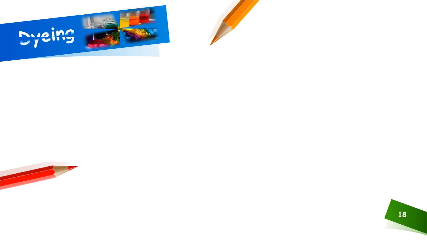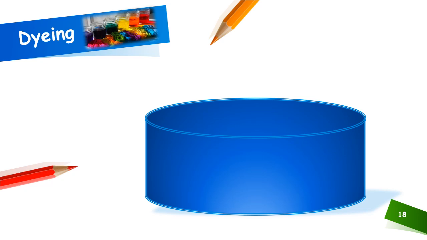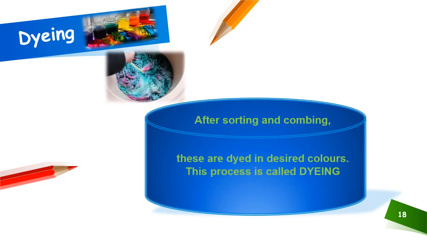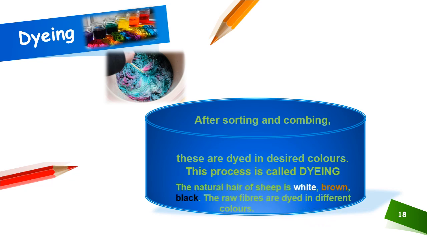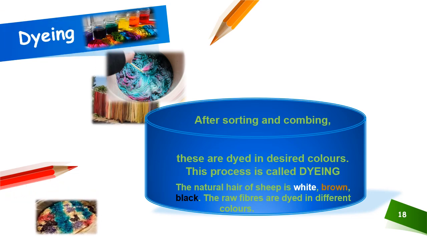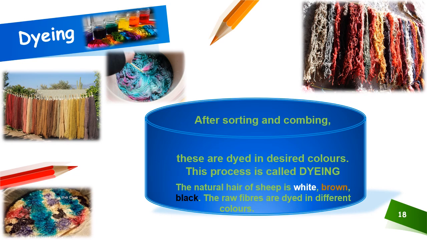Fifth step, dyeing. It is a process of coloring the wool fiber in different colors after sorting and combing. Natural color of wool of sheep and goat is white, brown or black, but it can be dyed in different colors.